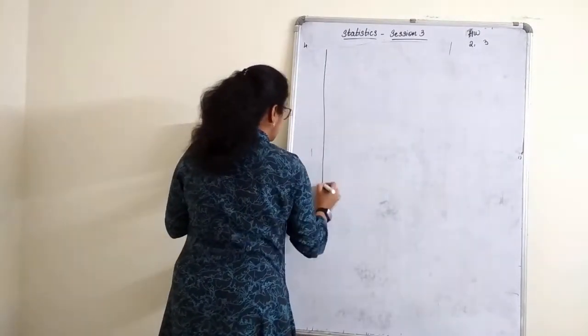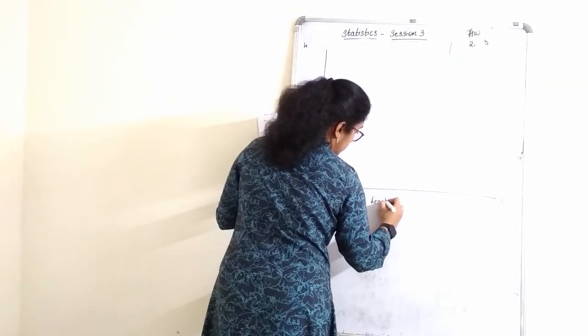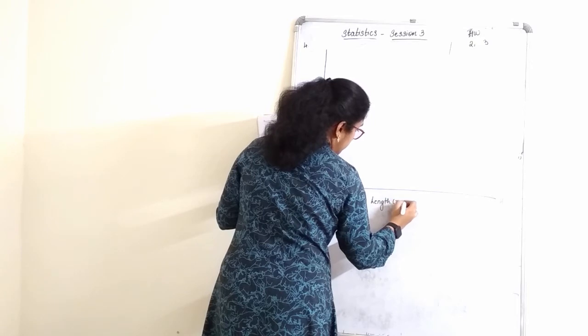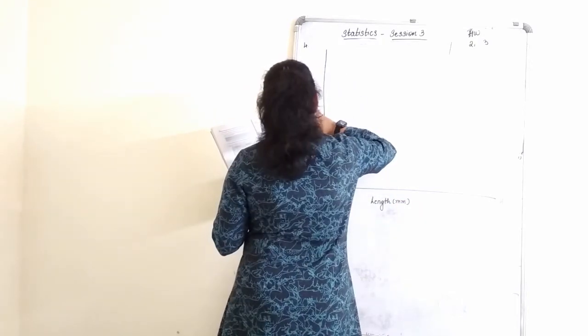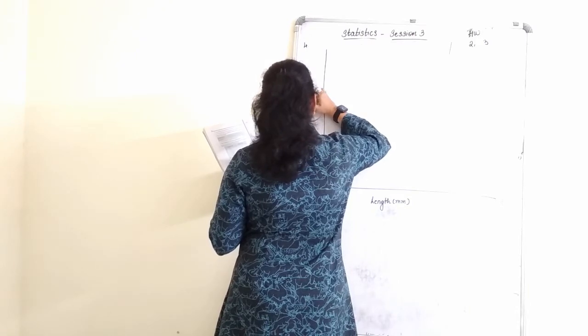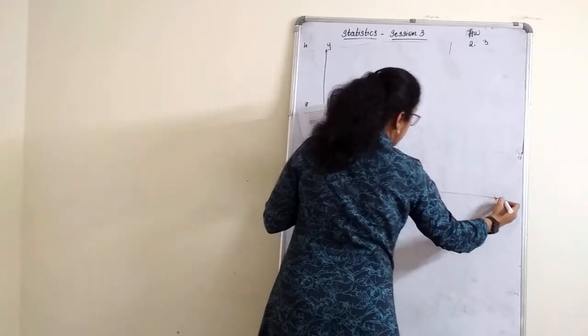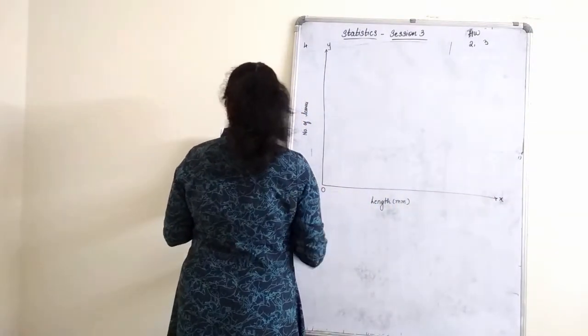Okay. So here it is, length in millimeter, and this will be here, number of leaves. This is the y-axis and this is the x-axis. We'll actually start from 0.